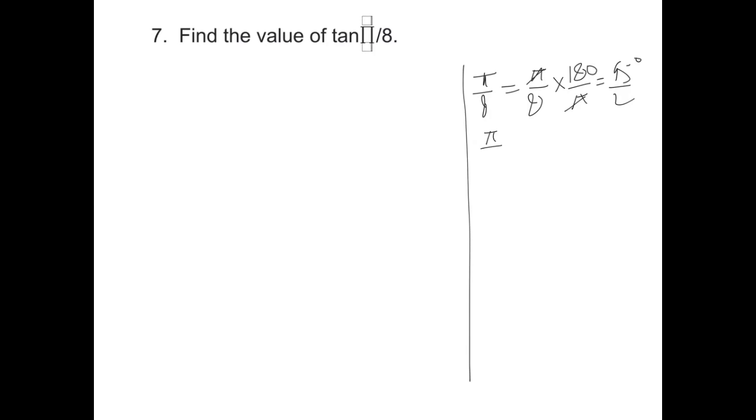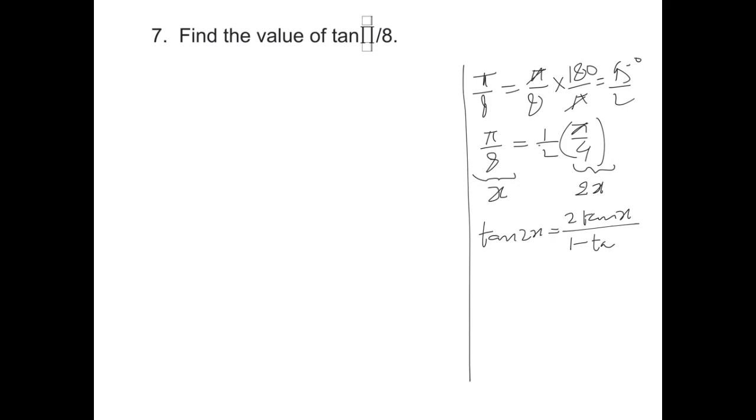So therefore we can express pi by 8 as half of pi by 4. And pi by 4 or 45 degrees is a standard angle. So let us try to make use of that. If pi by 8 is x, then pi by 4 can be expressed as 2x. And we know that tan of 2x equals 2 tan x divided by 1 minus tan squared x.